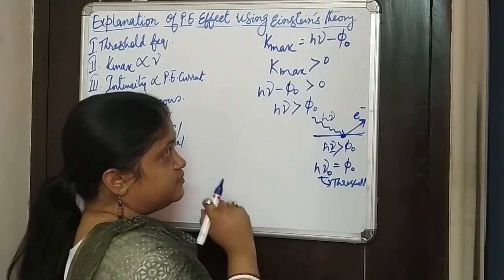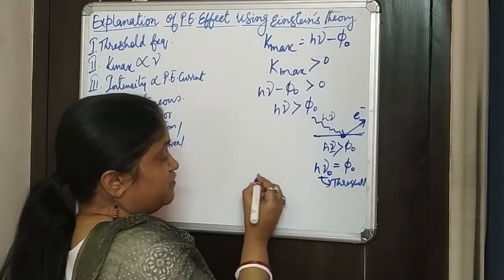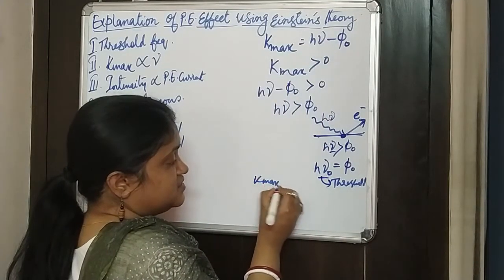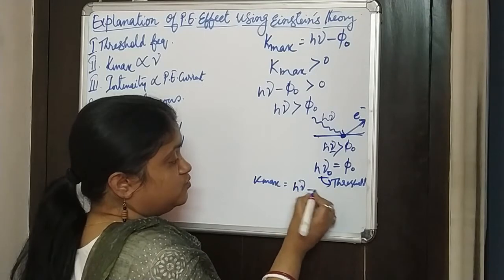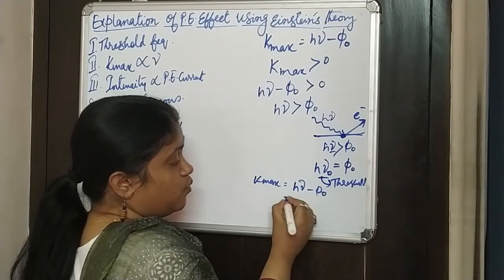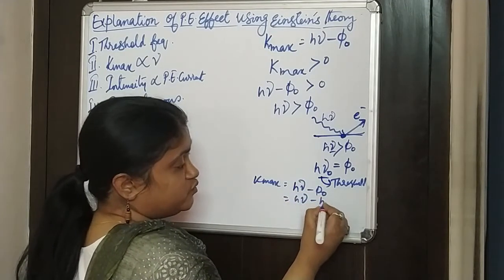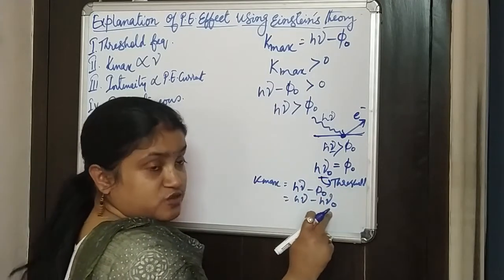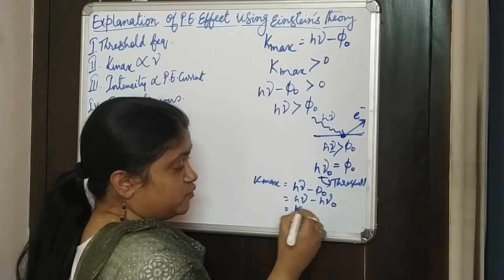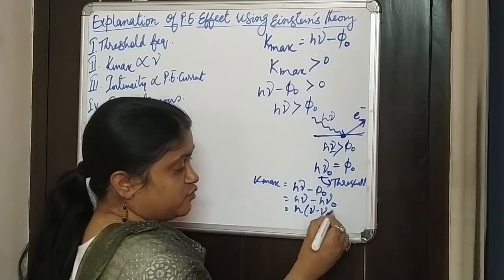If we substitute it in this equation, we can write K max is equal to h nu minus phi naught, which is equal to h nu minus h nu naught, the threshold frequency equation, and therefore we can write h times nu minus nu naught.